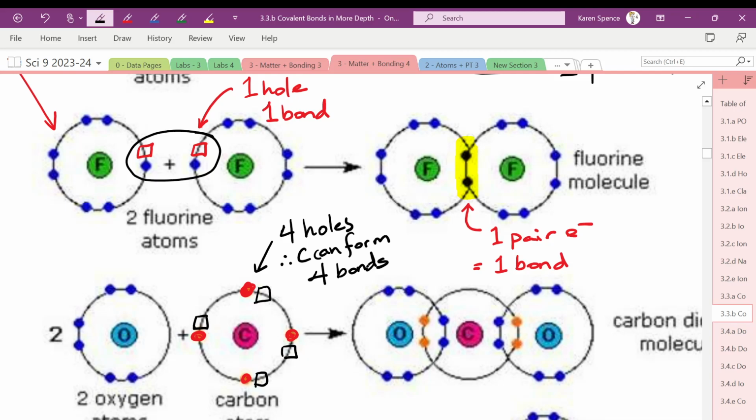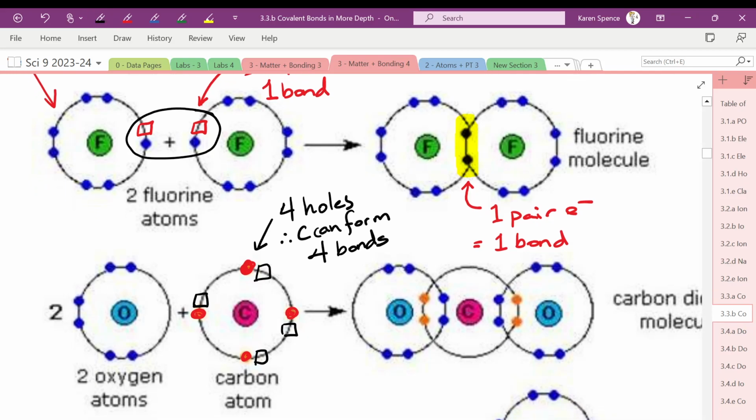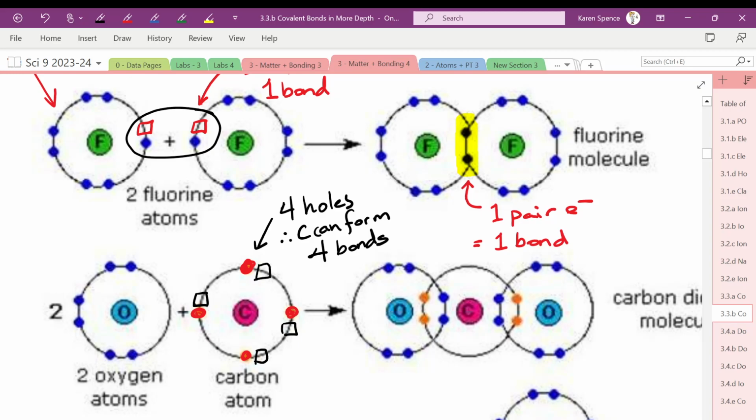And it needs to form 4 bonds in order to fill up its shell. Okay? Now, oxygen. I know the structure's drawn a little bit weird, but let's just go with it for now. Oxygen has 6 valence electrons. So how many holes does it have right now? It has 2 holes.